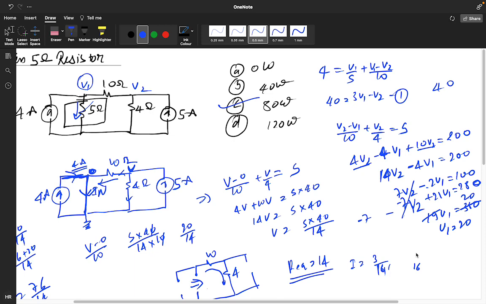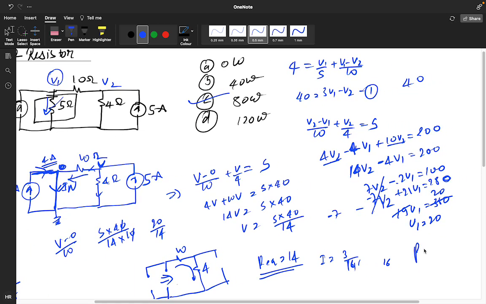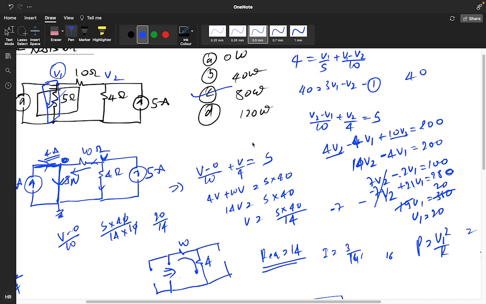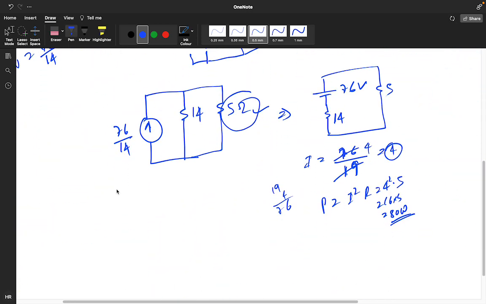And what is the power? Power is V1 square by R. So you got the voltage across this particular branch, that is your V1. Do the power calculation, that is 20 into 20 divided by R, which is 5. 5 into 4, you are getting 80 watt. So this way also you will get the value of 80 watt, and by this way also you can do it. So it's up to you how you want to calculate the power.